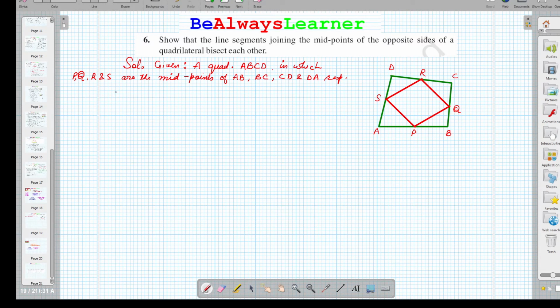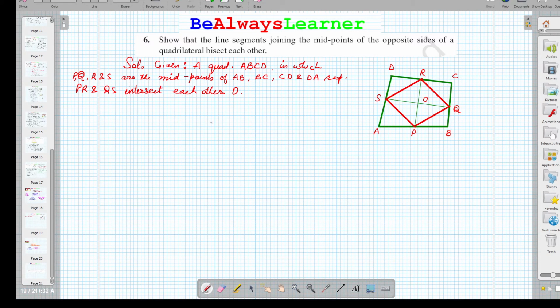And we also know that PR and QS intersect each other at O. What is the point of intersection? O. We can say this point is O.